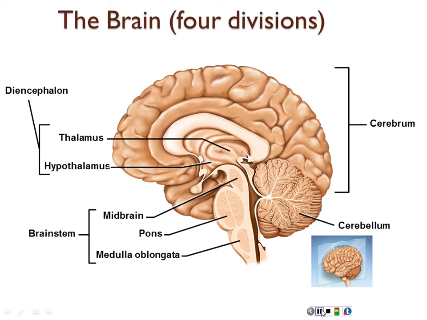Okay? The brainstem has three parts: the midbrain, the pons, and medulla oblongata. So those are the parts of the brainstem, and then you have the cerebellum. So you can see all those parts here.